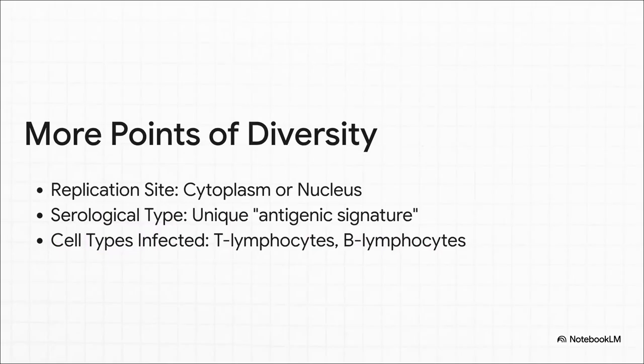And believe it or not, the list just keeps going. Viruses are also different based on where in the cell they do their dirty work. Some replicate in the main body of the cell, the cytoplasm, while others go straight for the command center, the nucleus. Each one also has a unique antigenic signature. It's like a unique wanted poster that our immune system can learn to recognize. And finally, these guys are specialists. They don't just infect any old cell, they have very specific targets, like certain immune cells, for instance.